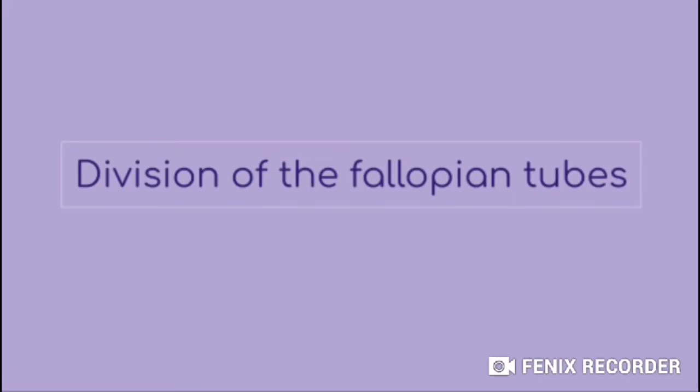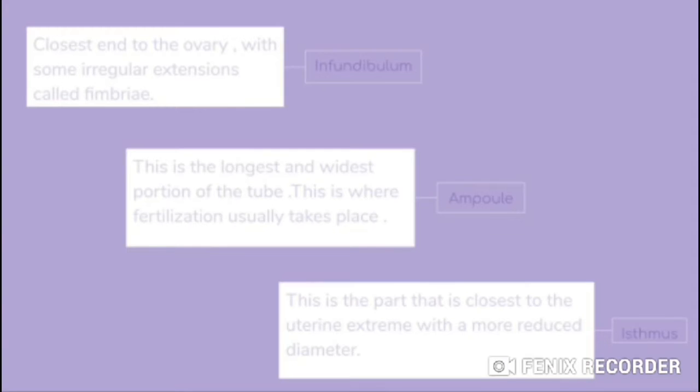The division of the fallopian tubes. The first one, the infundibulum, is the closest end to the ovary, with some irregular extensions called fimbriae. The second one, the ampulla. This is the longest and widest portion of the tube. This is where fertilization usually takes place. And the third one is the isthmus. This is the part that is close to the uterus, with a more reduced diameter.